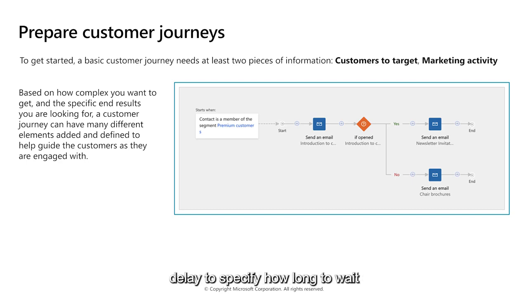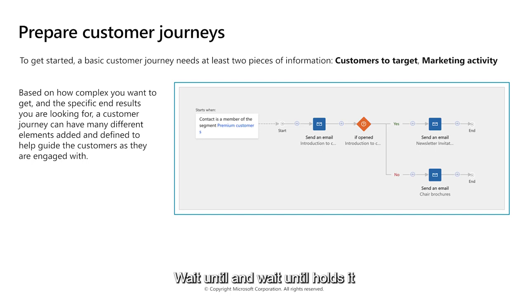We have the ability to use wait or delay to specify how long to wait until performing the next step in the journey, and can be set to wait for an action to happen. So wait for, for instance, a specific amount of time before sending them to the next step. So we could use this to insert a delay of a day or a week between sending an initial marketing email and then sending a reminder.